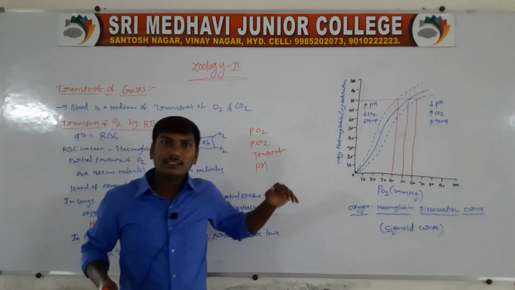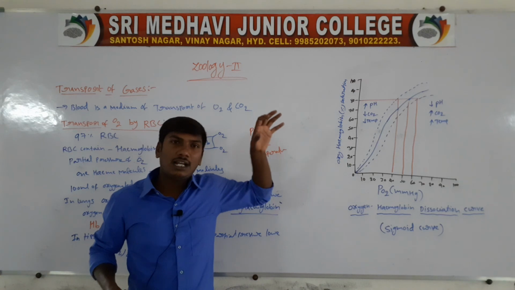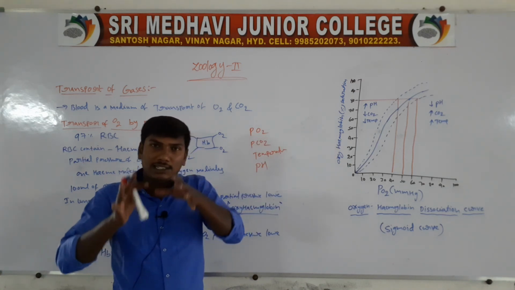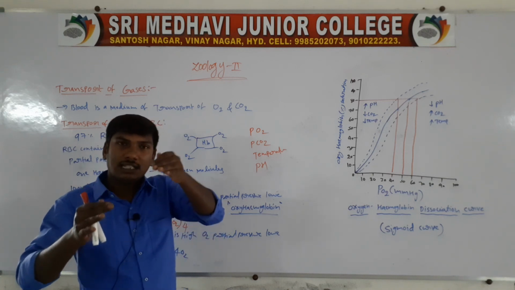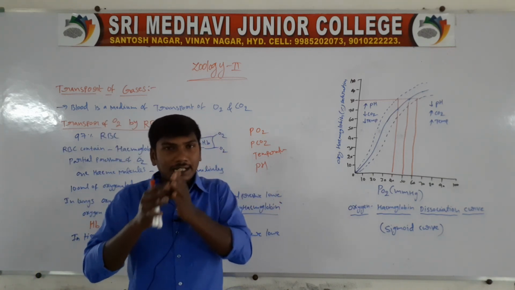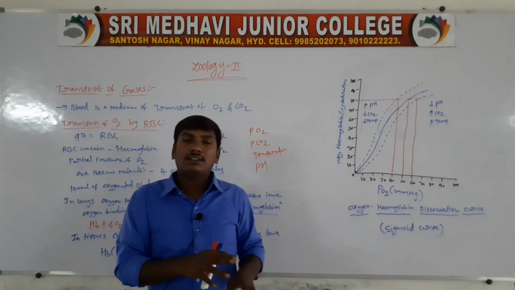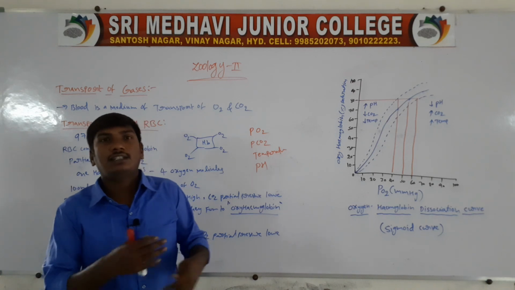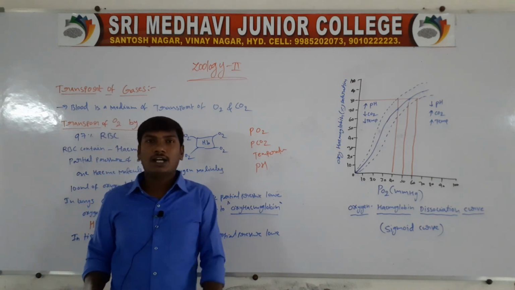In the lungs, the oxygen partial pressure is high, so the hemoglobin binds to the oxygen. In the tissues, the oxygen partial pressure is low, so the oxyhemoglobin dissociates, separating the hemoglobin and oxygen. So, this is the transport of the oxygen. Next class, we will discuss the transport of carbon dioxide.